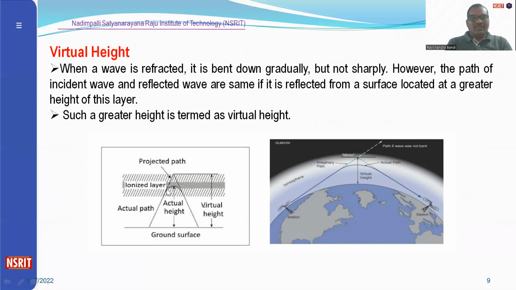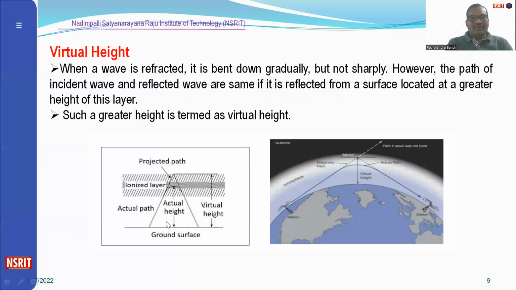In the ionosphere, the wave is reflected and bent back to the earth's surface and reaches the receiver. In this case, the path is a bending path, a curved path, and the waves are extended. And this is the projected path, and it is known as the virtual height.